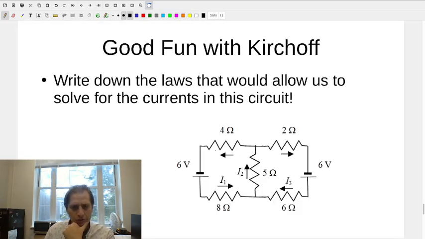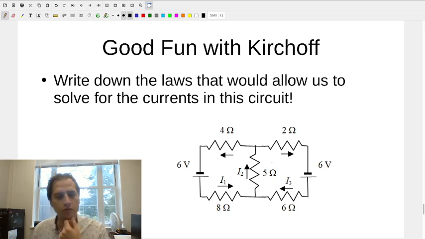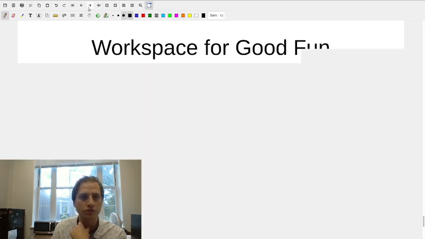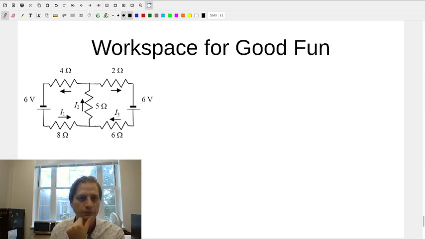Now, let's look at a really snarly circuit. This one is one that we couldn't have done with what we've talked about previously. And the reason we couldn't have done it is because it has 2 batteries in it. All right? So let's see how we're going to use Kirchoff's laws to get this done.